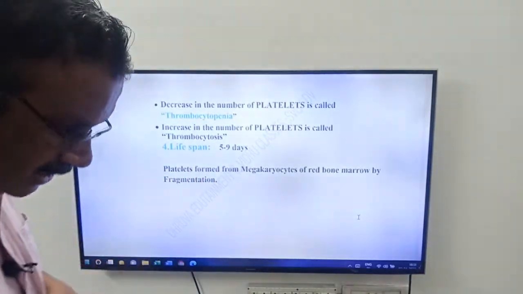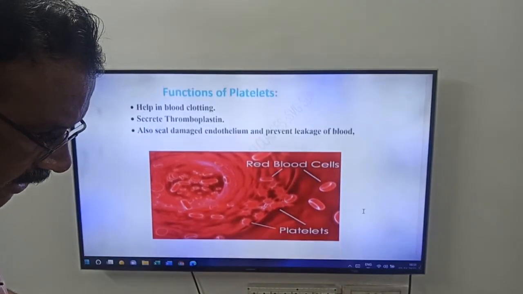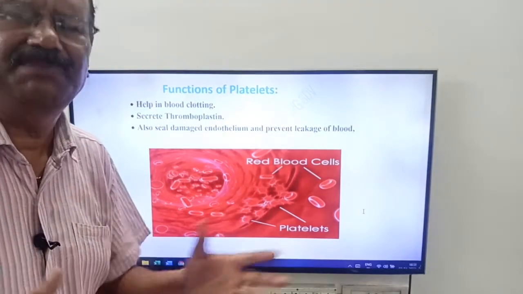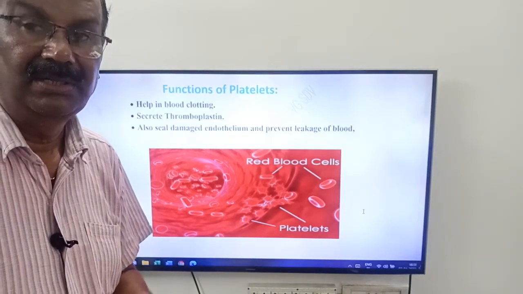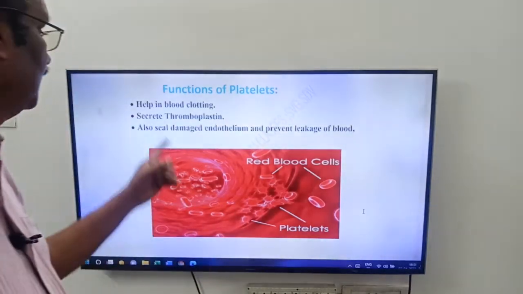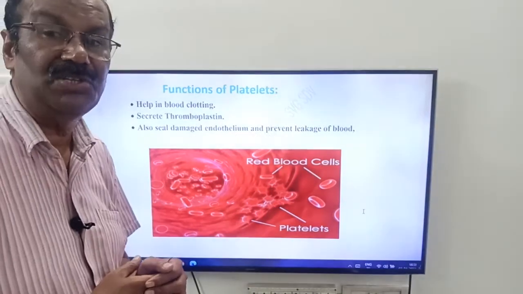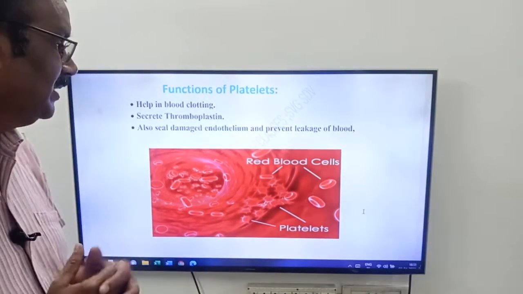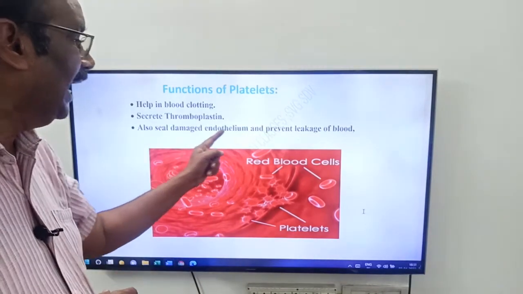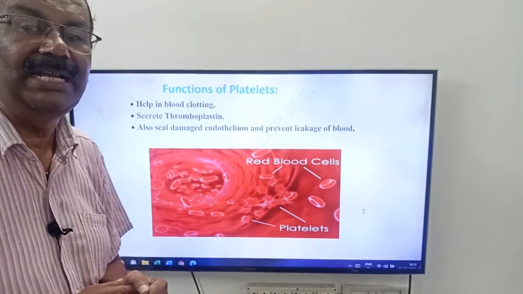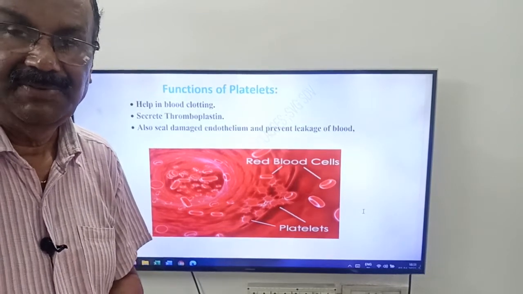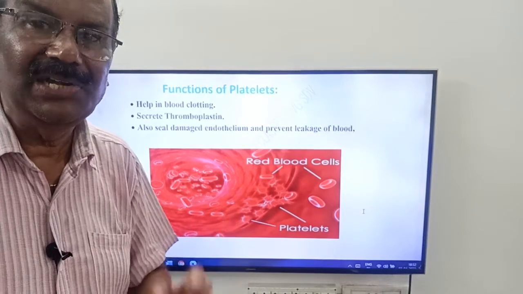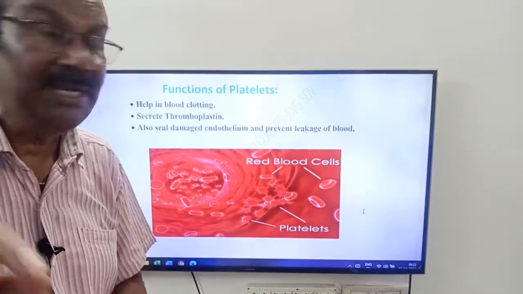Okay, friends? Now see functions of platelets. Platelets help in blood clotting. You know it, very, very important function. Next, they secrete an enzyme, that is thromboplastin or thrombokinase. One more function: they also seal damaged endothelium and prevent leakage of blood. They help in blood clotting. In addition to that, these platelets seal or close the damaged endothelium.